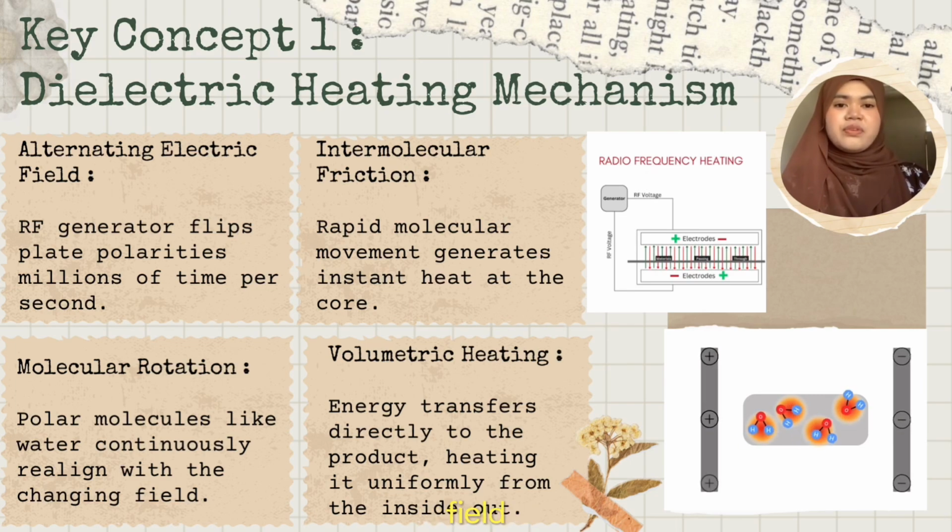As the external electric field flips back and forth, these polar molecules are forced to rapidly rotate and realign themselves with the changing field. This incredibly rapid flipping causes intense intermolecular friction. Think of it like rubbing your hands together on a cold day, but happening millions of times a second at the molecular level. This friction directly converts the electromagnetic energy into thermal energy. Because this friction happens simultaneously throughout the entire object, we achieve volumetric heating. The material doesn't just heat from the outside surface, it heats uniformly from the inside out, instantly and efficiently.